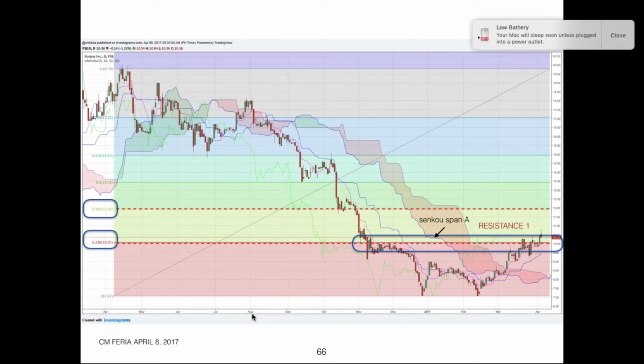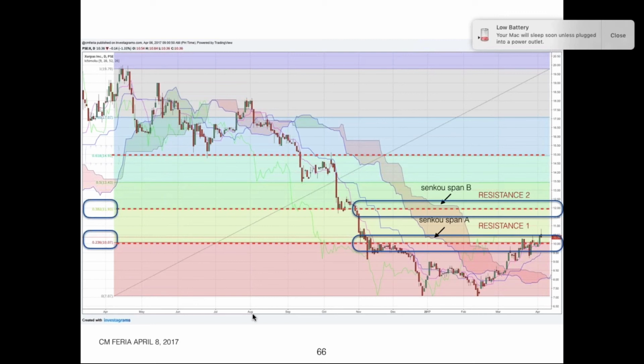Now, resistance 2 in this chart is located at the 38.2% level at 12 pesos. This is also where the Senkou Span B is located. This was also the resistance from the previous chart. Now, resistance 3 is at 15 pesos, or the 61.8% Fibonacci level. This is located in the same area as the Senkou Span identified in the previous chart at 14.50.